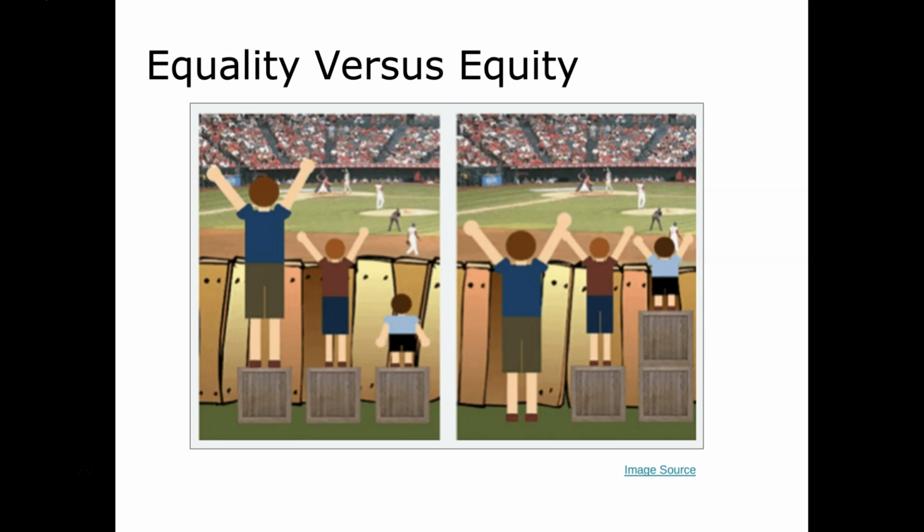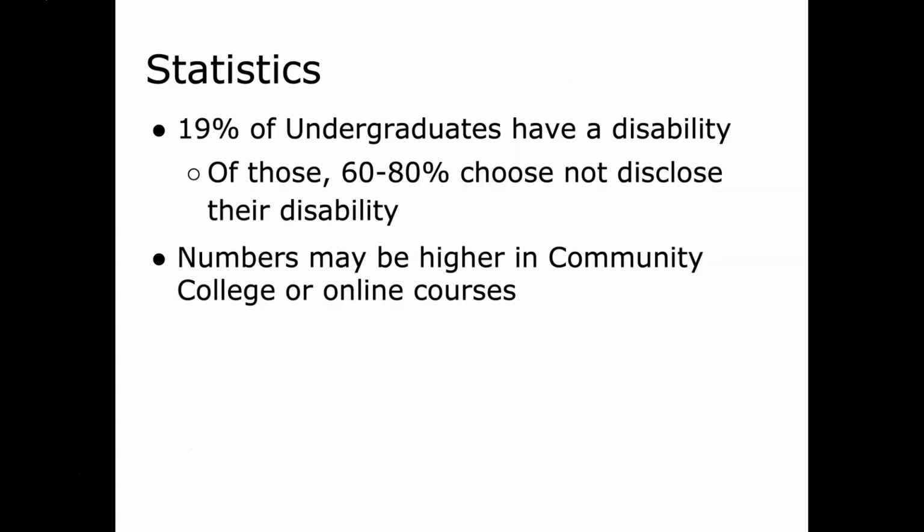Furthermore, accommodations are only available to students with documented disabilities who register with the Office of Disability Services. The National Academy of Higher Education reports that 19% of undergraduate students have documented disabilities. Of those, 60 to 80% choose not to disclose their disabilities. Accommodations would leave these students behind, while proactive accessibility and universal design includes all learners. Students may be choosing online courses or community college because of their unique learning needs or preferences, and numbers may be even higher.